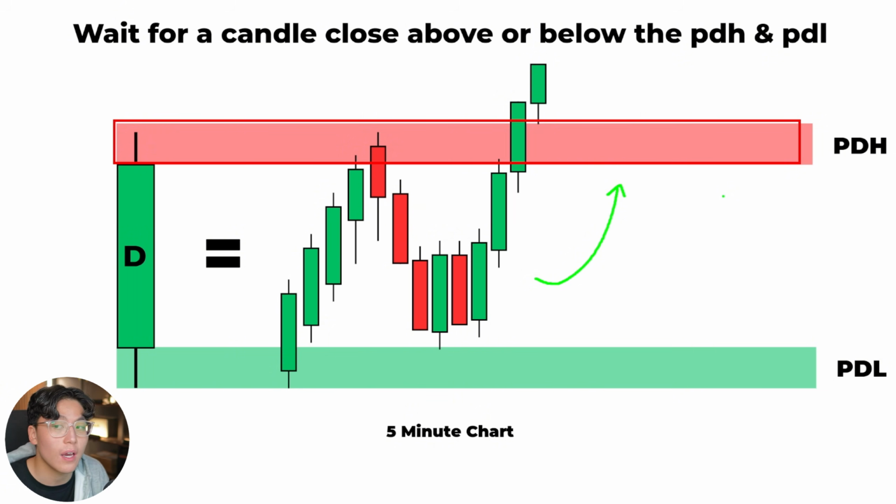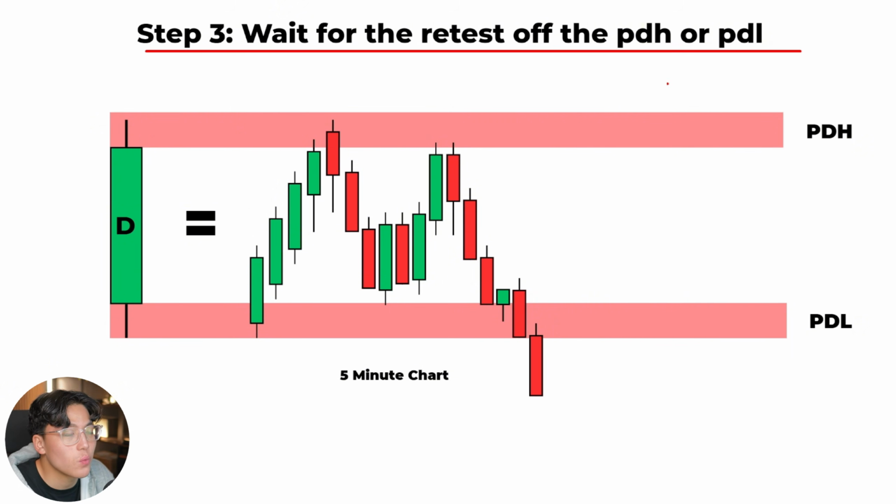So after we have refined our levels on the daily chart, we're now going to go into the 5-minute time frame, and we're going to wait for a candle close above or a candle close below the previous day highs or lows. Now let's go into the next step. Step number 3 is wait for a retest off the previous day high or low.